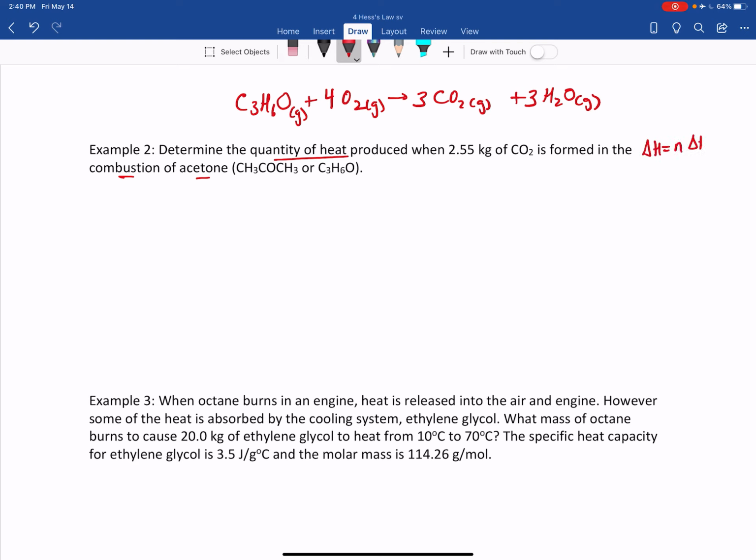So to figure out the amount of heat, it's going to be the number of moles times the molar enthalpy. Okay, so we had said before, the number of moles can be written as mass divided by molar mass. And the molar enthalpy can be determined with just a balanced equation and the enthalpies of formation. So let's try that here. So we'll start with that.